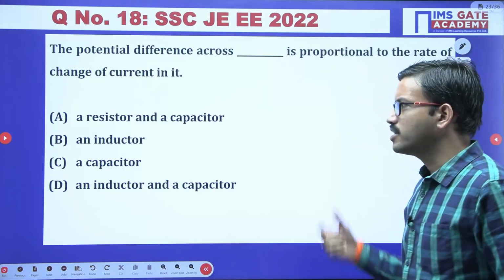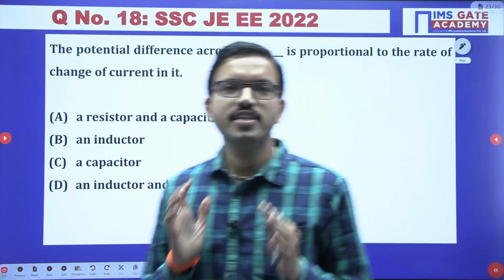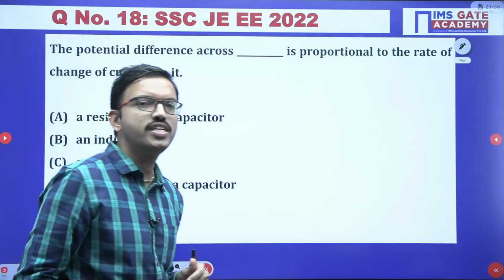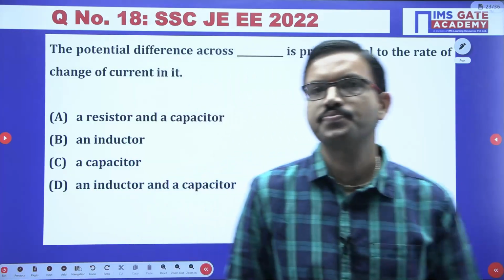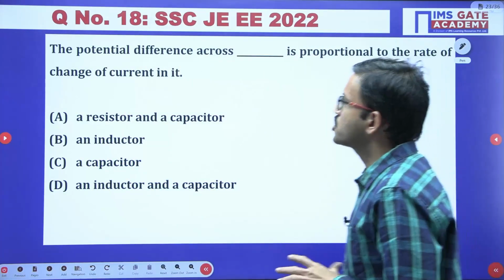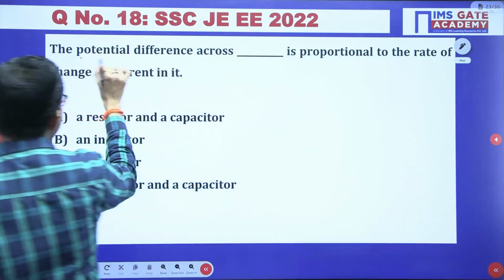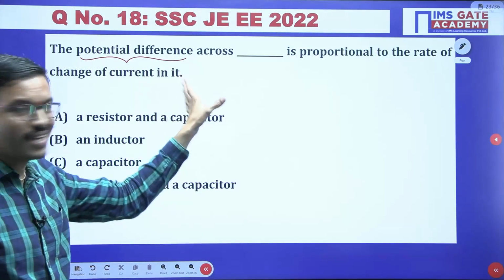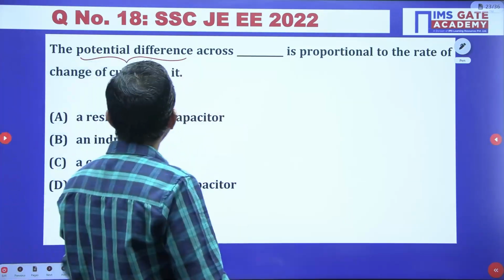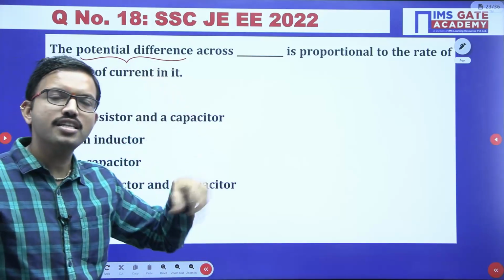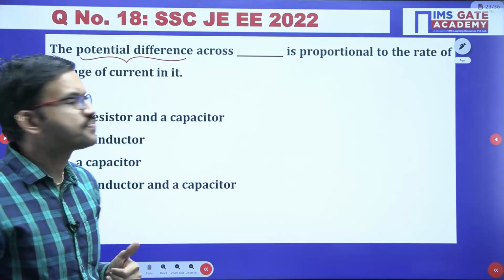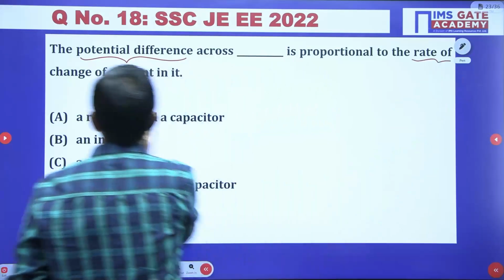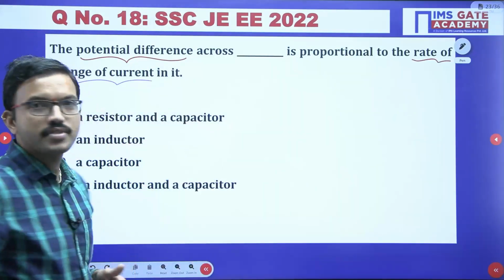I hope all of you can answer, but the only thing is, whatever the given data is there, you have to understand it carefully. If you are understanding carefully, definitely you can get the correct answer. Here in this question they have mentioned the potential difference across a particular element, or another word you can say voltage, all the same, is proportional to the rate of change of current.